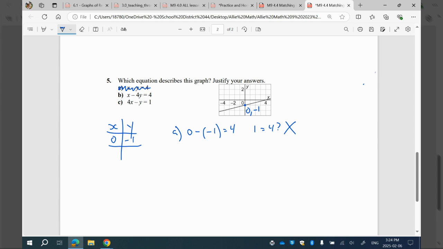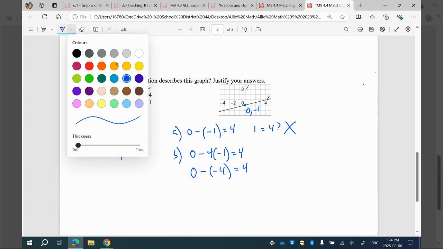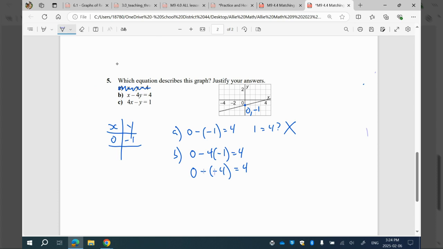Okay, so let's plop it into our next one and see what we get. Oh, B, not D. So let's try. Is it true that 0 subtract 4 times negative 1 equals 4? So is it true that 0 subtract negative 4 equals 4? Subtracting negative 4 is like adding positive 4. So yes, indeed, it is true that positive 4 equals 4. Okay, that's one that works.